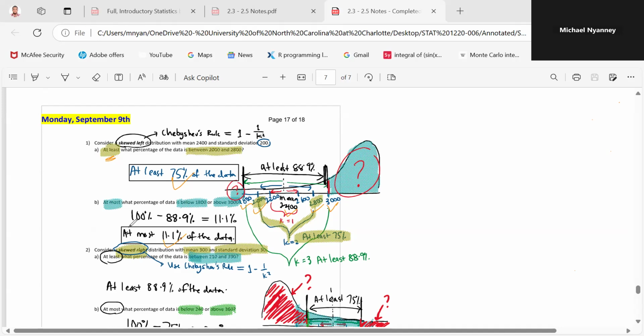Use the word at most. It's very, very important. At most and at least. Okay, so always do the at least and take the opposite of it to get the at most. All right, so let's see the other question.